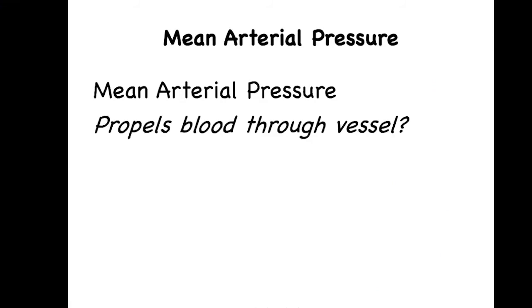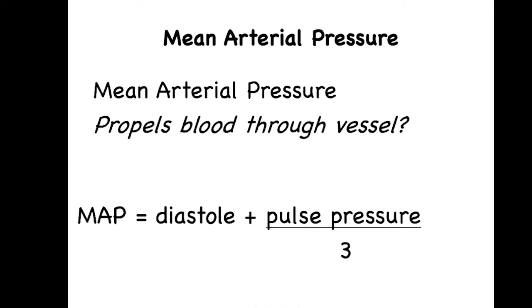Mean arterial pressure is what propels the blood through the vessel. It can be calculated using this equation: diastolic plus pulse pressure divided by 3. It will be around 90. So when I ask you what propels the blood through the vessel, I'll want you to tell me mean arterial pressure. Systole changes as you get further from the heart, the pump, but the mean arterial pressure is going to remain consistent and decrease in pressure.